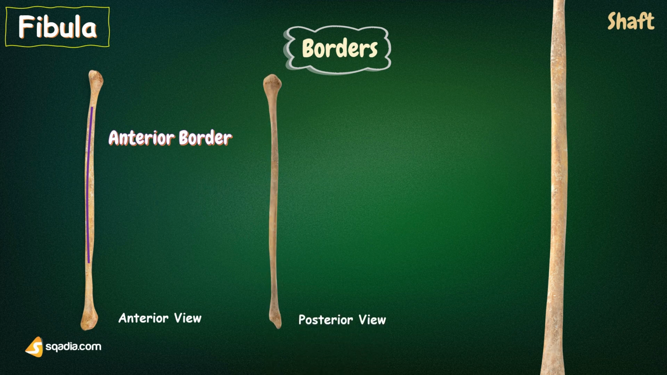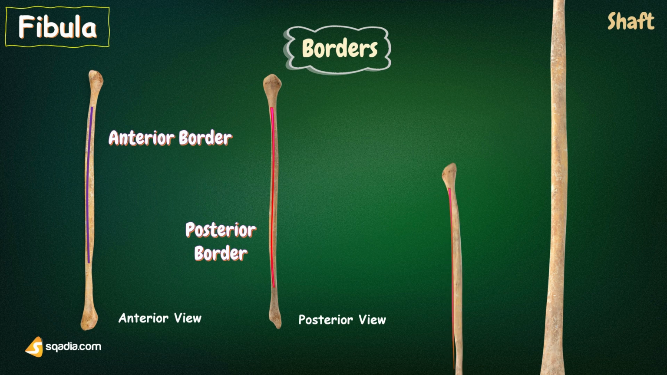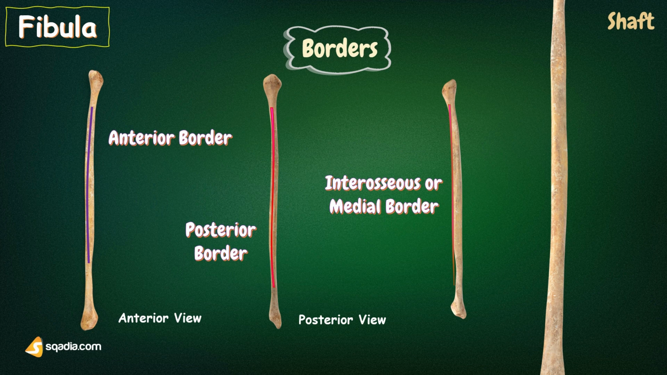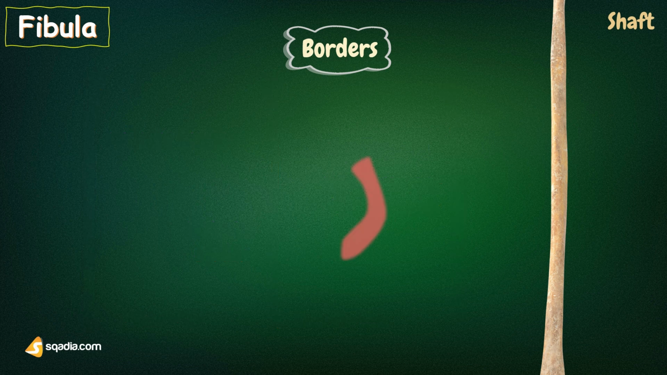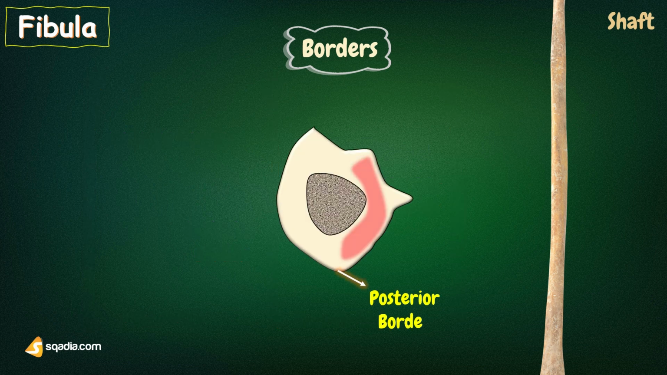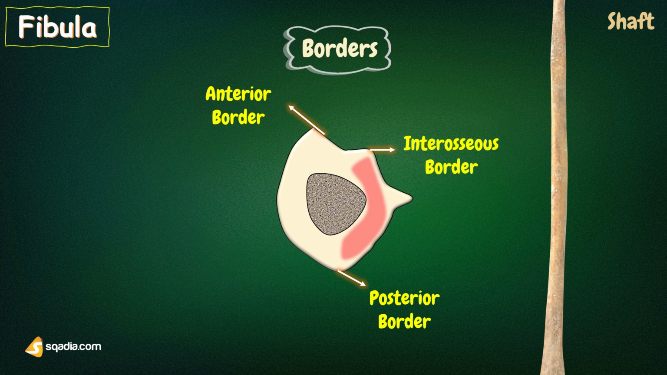The posterior border is rounded. Its upper end lies in line with the styloid process. Below, the border is continuous with the medial margin of the groove on the back of the lateral malleolus. The interosseous or medial border lies just medial to the anterior border, but on a more posterior plane. It terminates below at the upper end of a roughened area above the talar facet of the lateral malleolus. In its upper two-thirds, the interosseous border lies very close to the anterior border and may be indistinguishable from it.